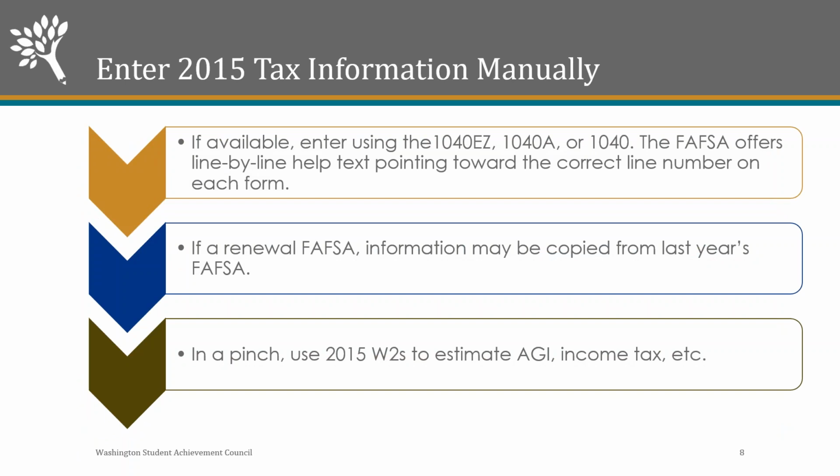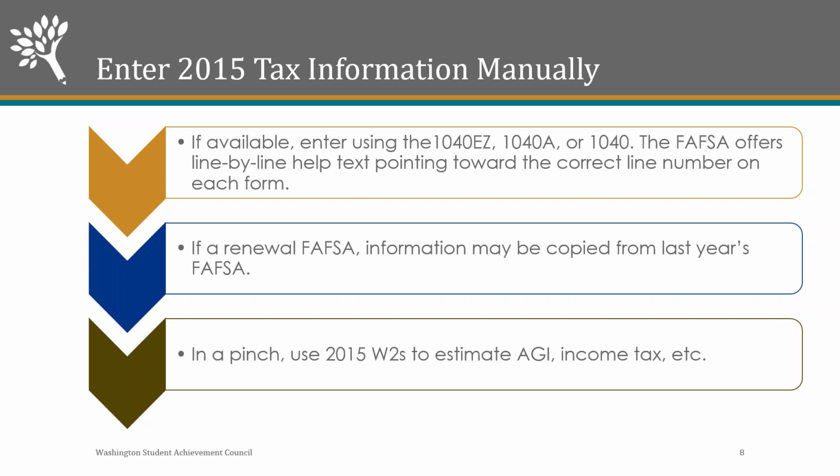So when you're going into the FAFSA, you've got all your information and you're ready to fill it out, you're going to want to manually enter in that tax information. So if available, you can use your 1040EZ, 1040A, or 1040, and the FAFSA actually offers line-by-line help with that process of what information you should be putting into what lines. You just hover over the question marks and it'll tell you what you should be putting in there.